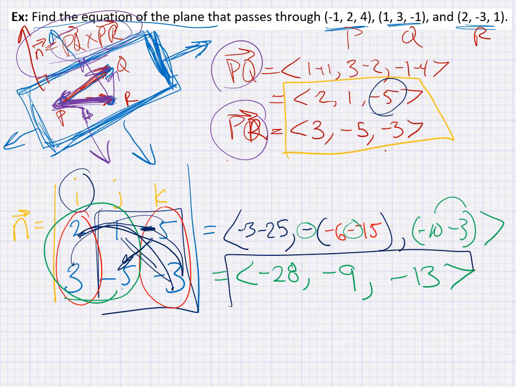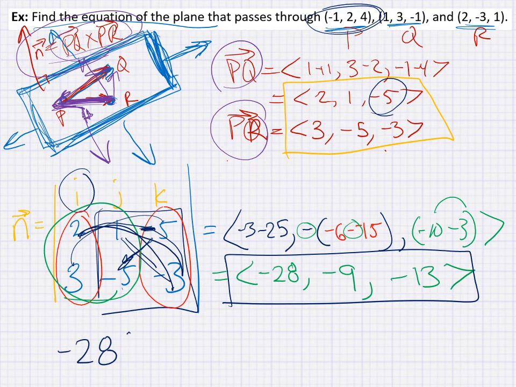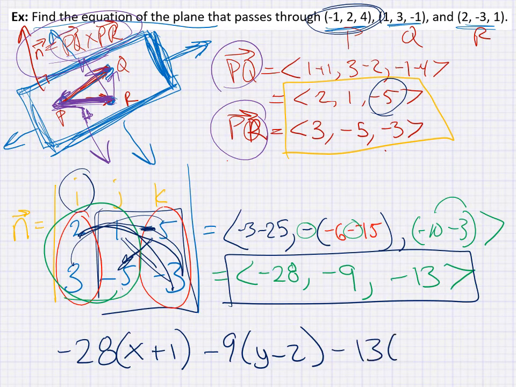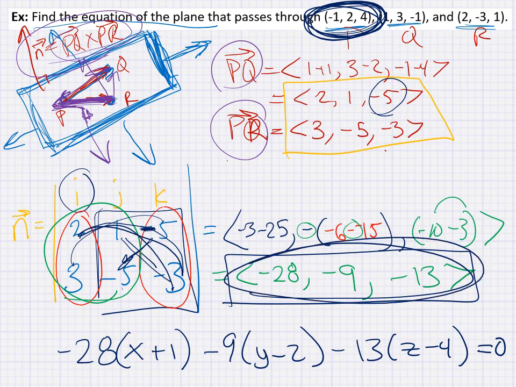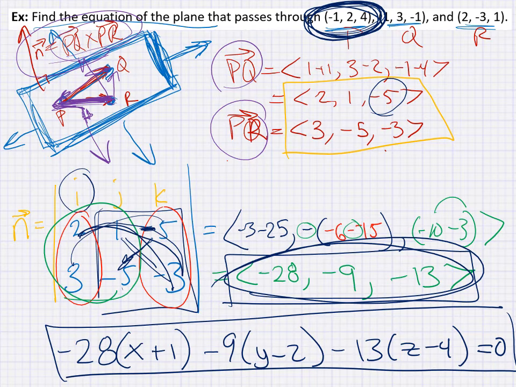So if that's your normal vector, pick any one of these points as your point on the plane. Let's go with this one. And my plane will look like this: negative 28 times (x plus 1) minus 9 times (y minus 2) minus 13 times (z minus 4) equals 0. This is my x1, y1, z1. This is my ABC. I use the standard equation, and I got that. Done.